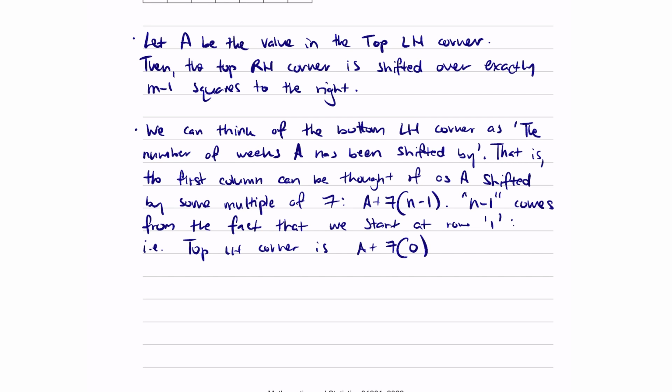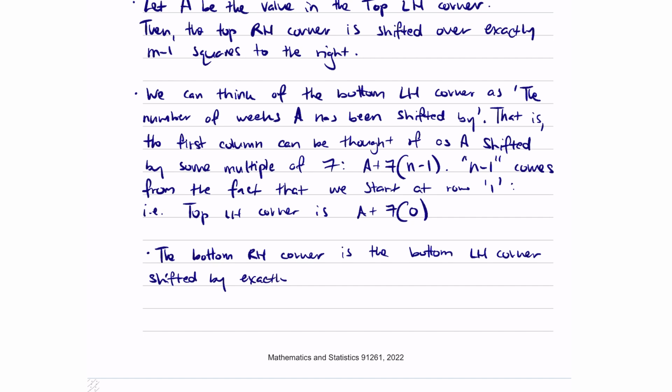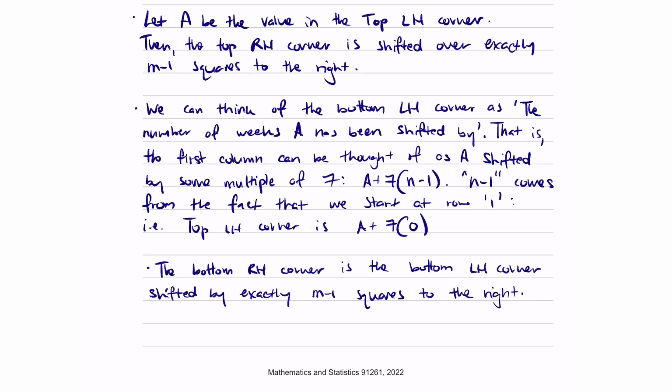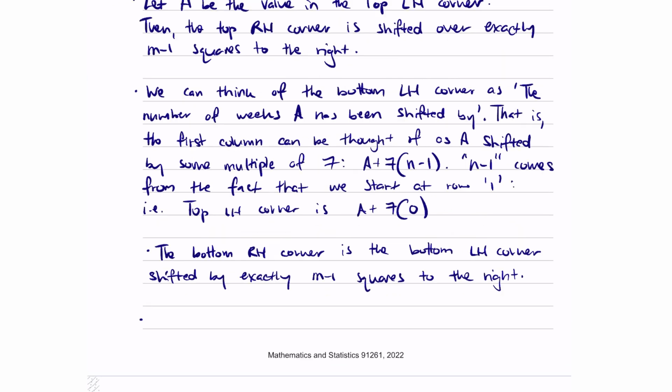And then we say the bottom right hand corner is the bottom left hand corner shifted by exactly m minus 1 squares to the right. Okay, because it's exactly the same as what we did here. So we don't really need to re-explain that. So now let's actually do the proof, which is a one-liner, I think.